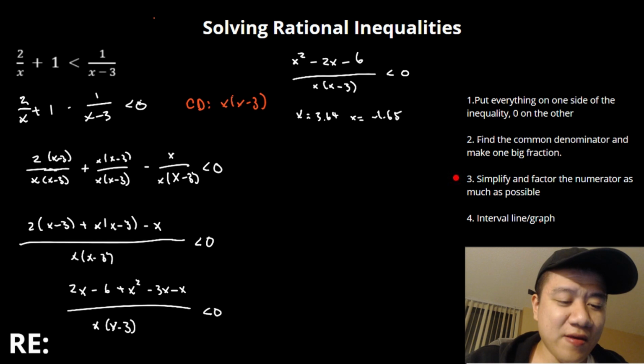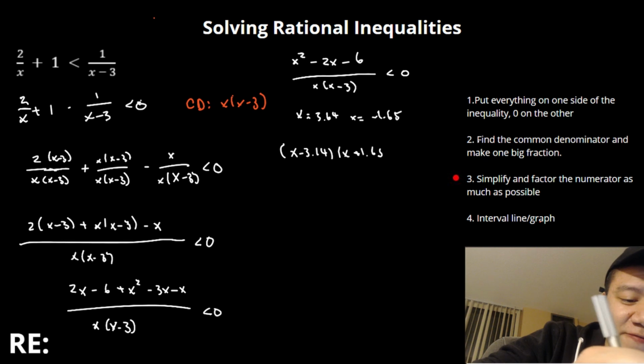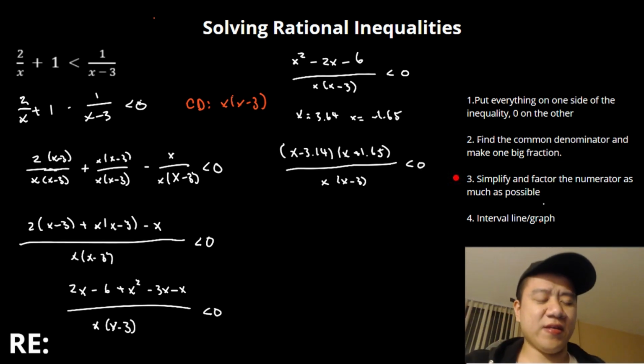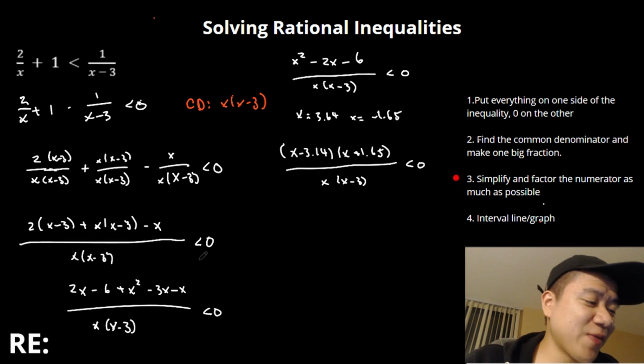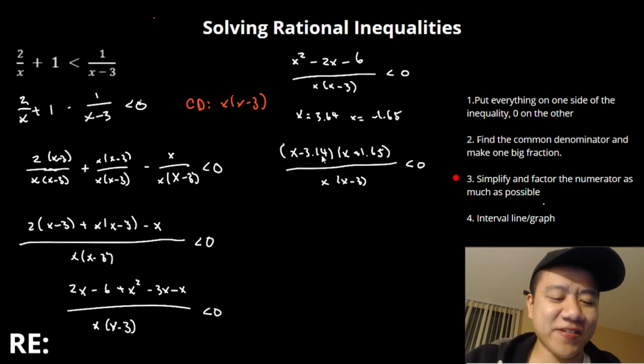Okay, so how we can write this out is x minus 3.64, x plus 1.65, over x minus 3, less than 0. There you go. Sweet. So now we are done with step 3. What we have here is everything in one big fraction, it's all factored, and 0 on the other side.